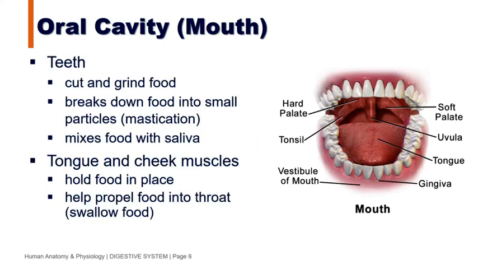And then you have your teeth. Your teeth help you to cut and grind food, break down food into smaller particles, and then mix food with your saliva. Your tongue and cheek muscles hold food in place and help to propel food into your throat.